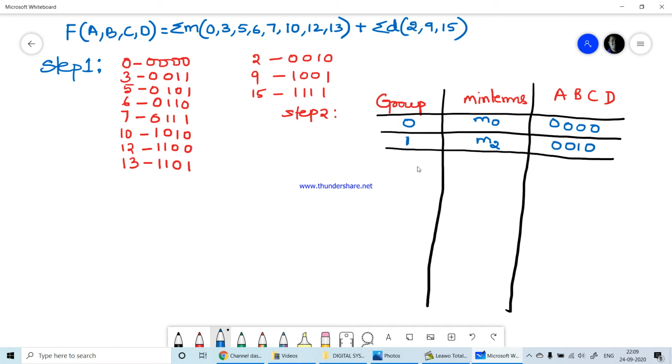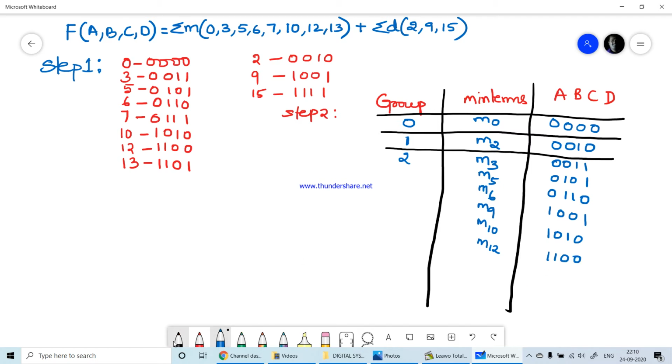Then we need to see 2-bit ones in the binary sequence. This is group 2, therefore we have M3, M5, M6, and M9, which is a don't care that we will consider for matching, M10, then M12. So M3, 5, 6, 9, 10, 12. 3 is 0011, 5 is 0101, 6 is 0110, 9 is 1001, 10 is 1010, 12 is 1100.